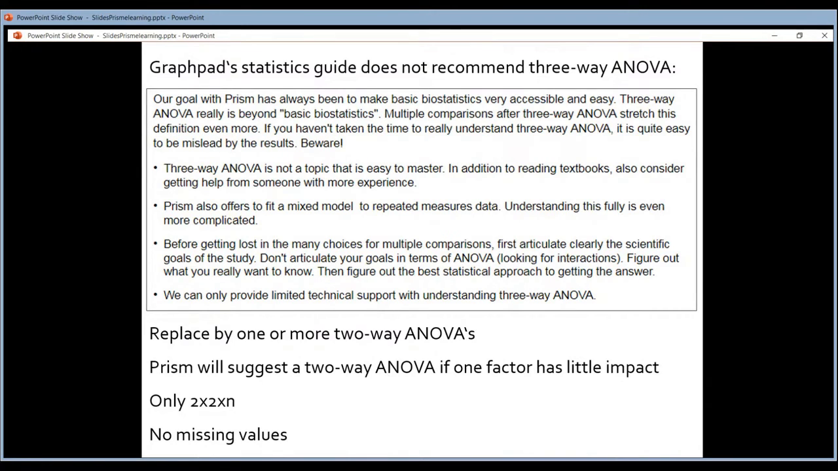It's also limited. You can only do it for one factor with 2 levels, 2 groups. The second factor has 2 groups, and then the third factor can have more than 2 groups. But 2 of the 3 factors can only have 2 groups. And no missing values allowed, so no mixed effect alternative.